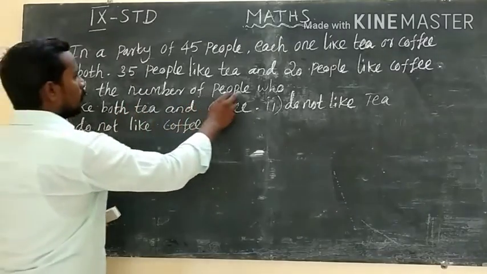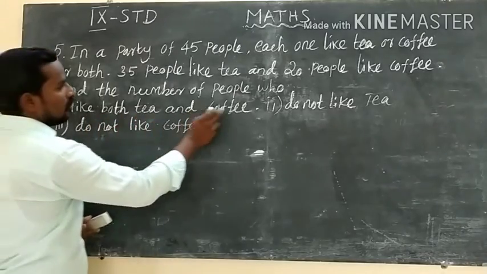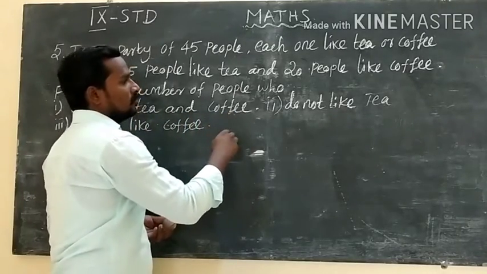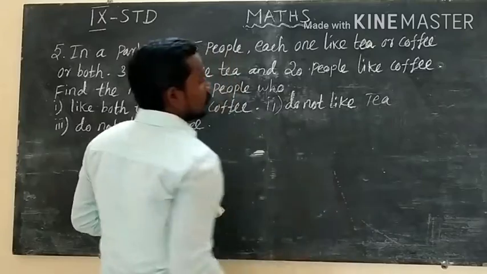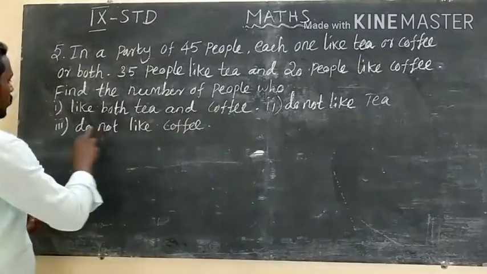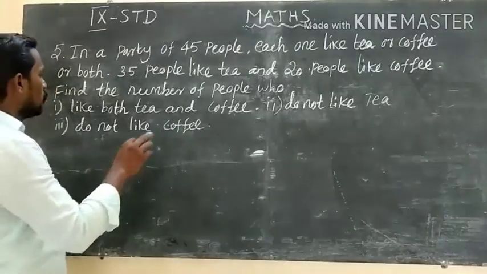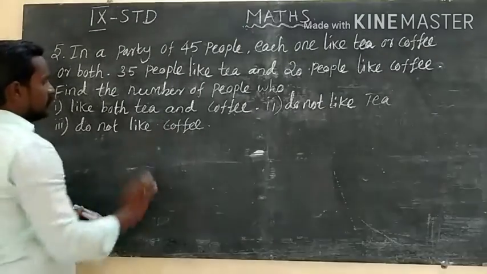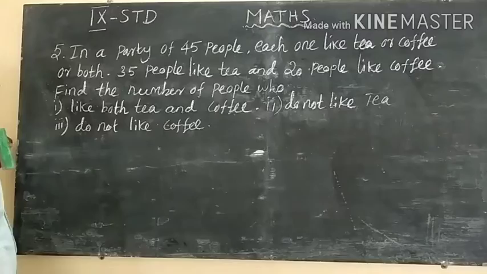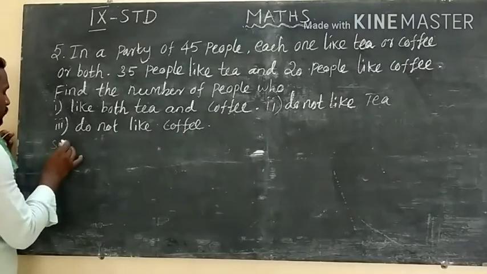Then, the number of people who like both tea and coffee, the intersection value. Then the number of people who do not like tea, so only coffee, and the number who do not like coffee, that means the number of people who only like tea. Okay, this is your question. Then the solution.